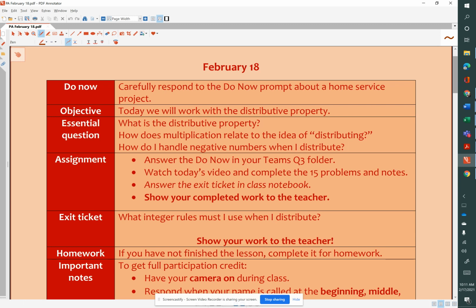Looks like we might have some snow today, so let's keep an eye on the window for possible early dismissal or a change in our schedule.